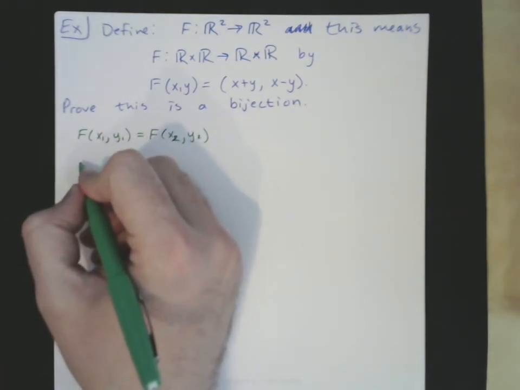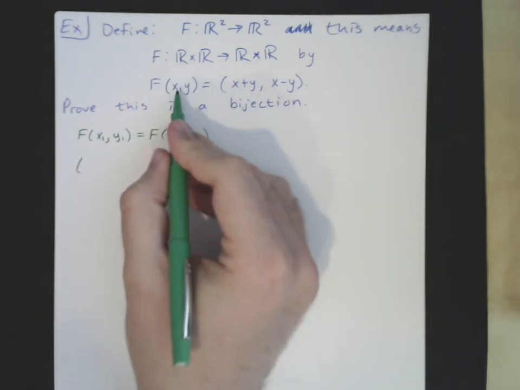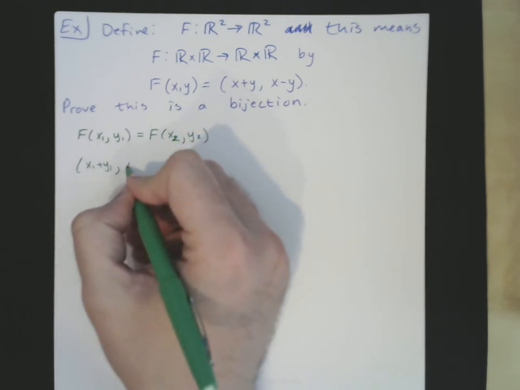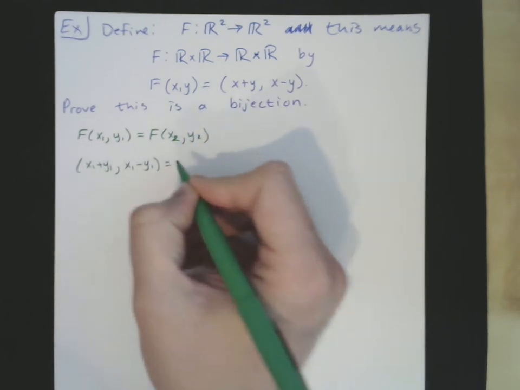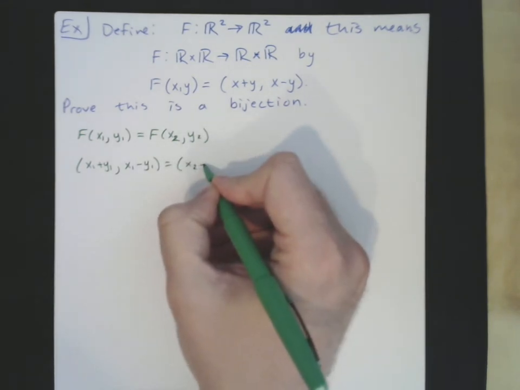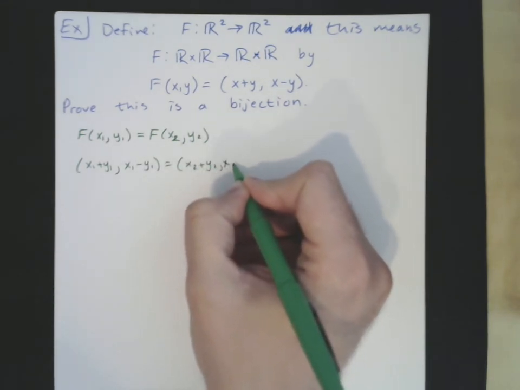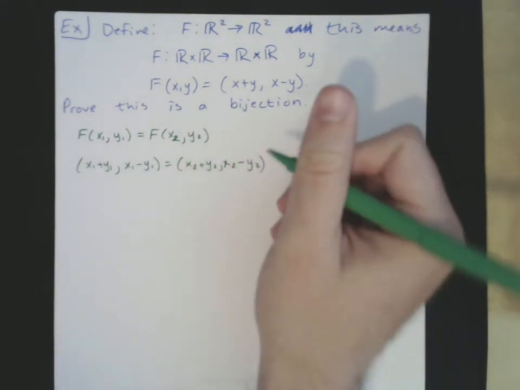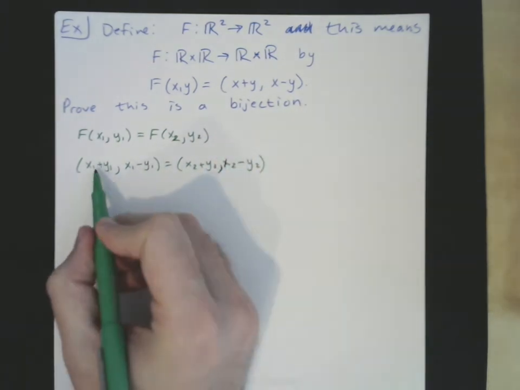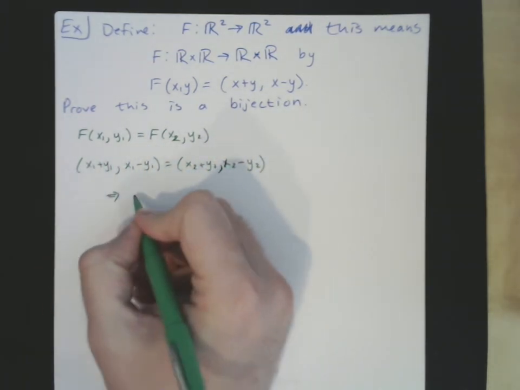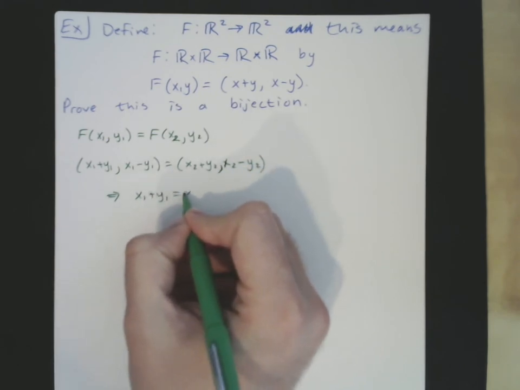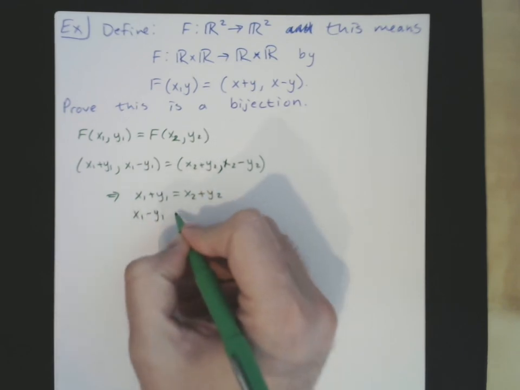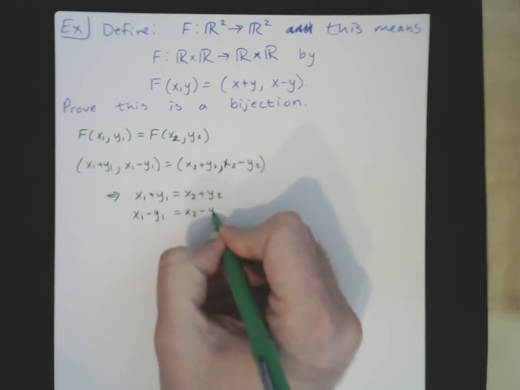We're just seeing what this would mean. So that means that, f of (x, y) is (x plus y, x minus y), so this is (x1 plus y1, x1 minus y1) has to equal (x2 plus y2, x2 minus y2). And we know from our study of ordered pairs that for two ordered pairs to be the same, x1 plus y1 has to equal x2 plus y2, and x1 minus y1 has to equal x2 minus y2.